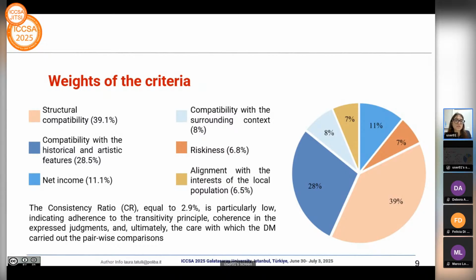The consistency ratio is particularly low. In fact, it is equal to 2.9%, which is a good result. It indicates adherence with the transitivity principle, and so the coherence of the judgments and the care with which the DM carried out the comparison.